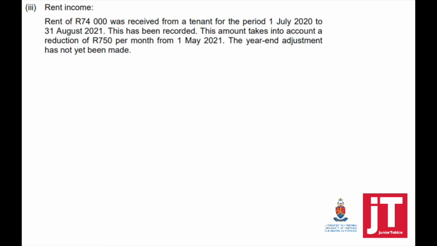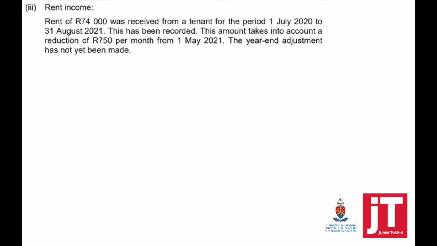The third adjustment, rent income. Rent of 74,000 was received from a tenant for the period 1 July 2020 to 31 August 2021. This has been recorded. This amount takes into account a reduction of 750 per month from the 1st of May 2021. The year-end adjustments have not yet been made. So this is a complicated adjustment. Number 1, please take note, there's a reduction of 750 per month.